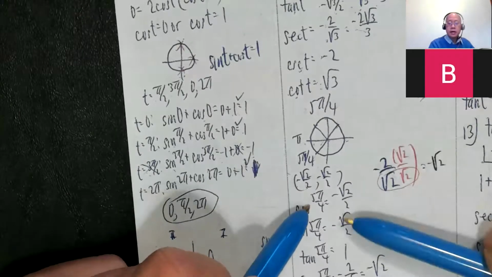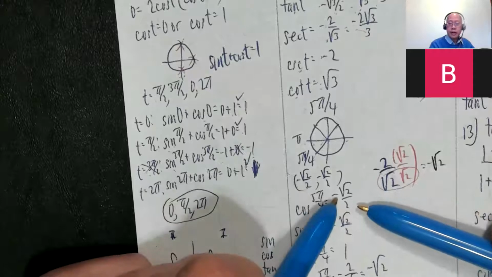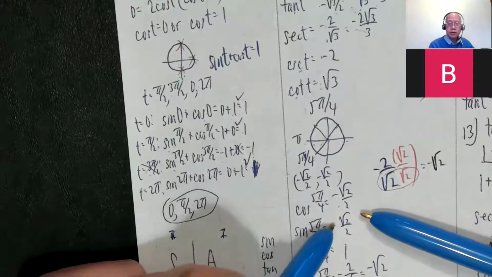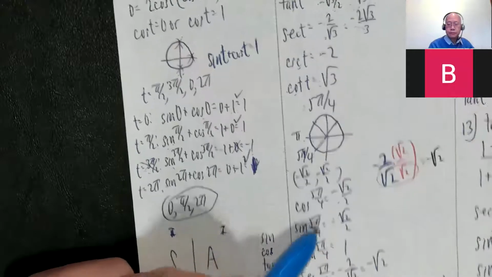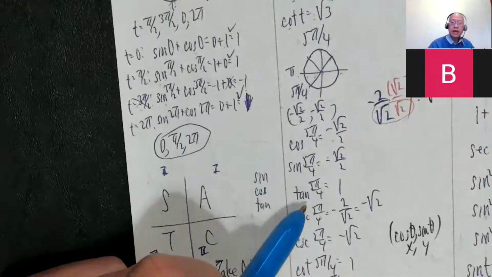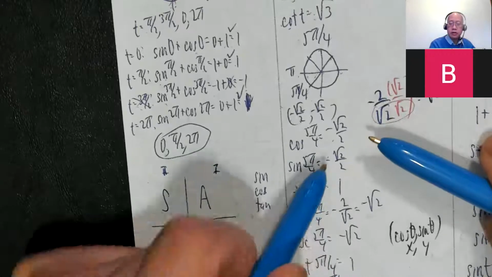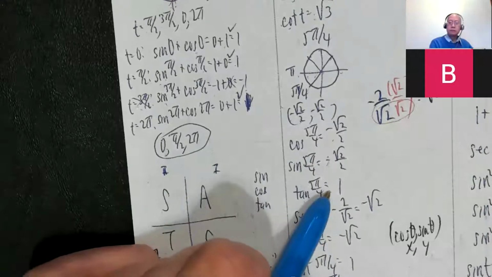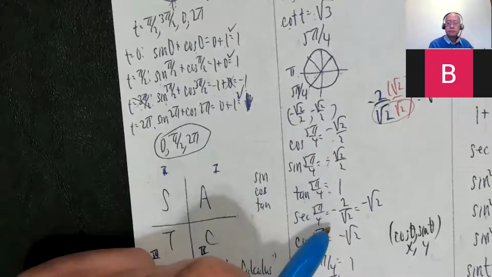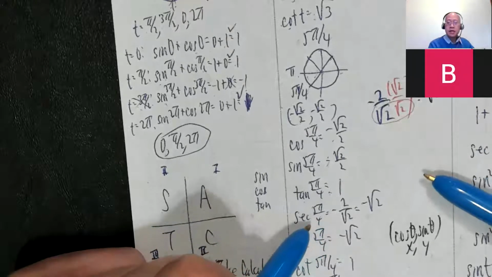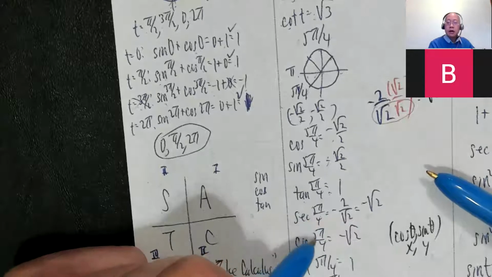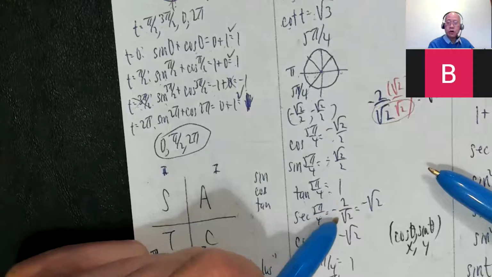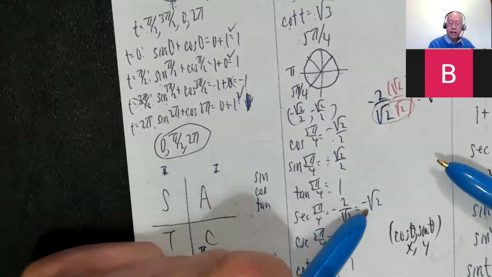Okay, cosine, x-coordinate, negative radical 2 over 2. Sine of 5 pi over 4, same thing. Tangent is the ratio of these two. Well, anything divided by itself is automatically 1. Secant, well, if you flip cosine, you get -2 over radical 2. This comes out to be negative radical 2.